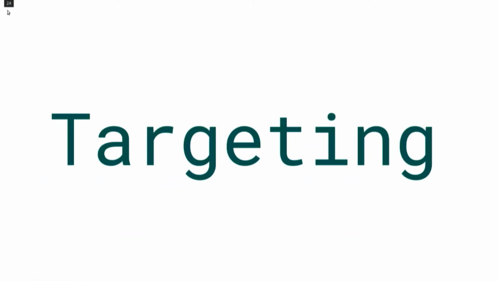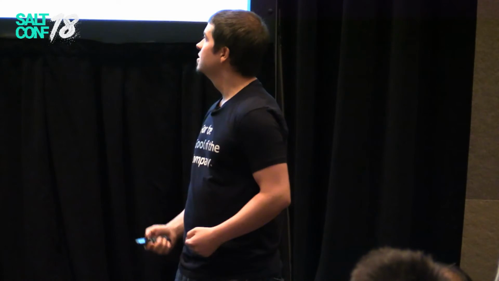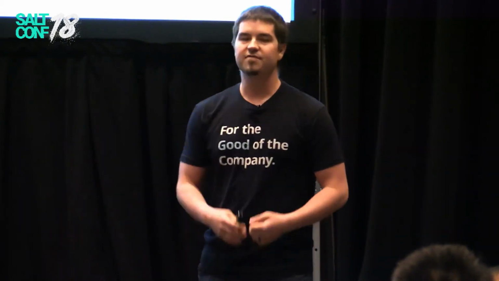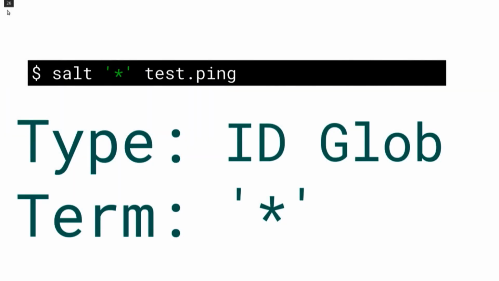is do targeting. Now, targeting is something that you're doing all the time in Salt, whether you know it or not. It's just kind of implied. So every time I talk about targeting, I'm talking about a type and a term. So we take the canonical test.ping, the first thing you'll probably run in Salt. We are doing targeting here, even though we're not passing a flag. We're doing the default of ID globbing. Take those keys, find any of them, match a glob of star, and tell them to do a test.ping.